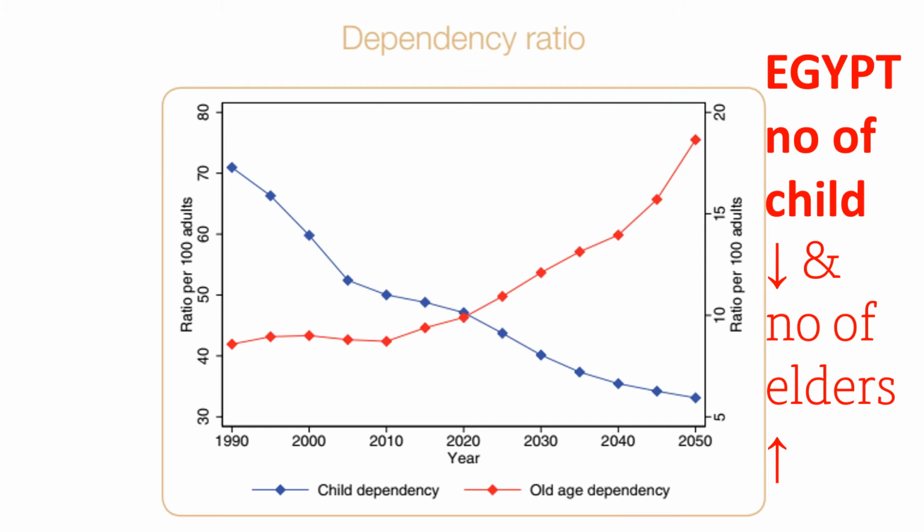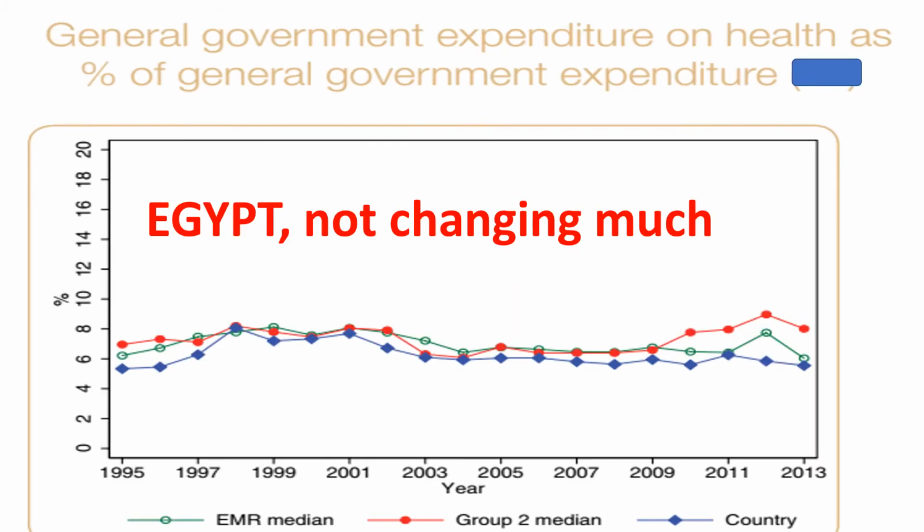This is the dependency ratio. Child dependency is decreasing. This is due to decreased number of children, and among old age it is increasing due to increased number of older people.